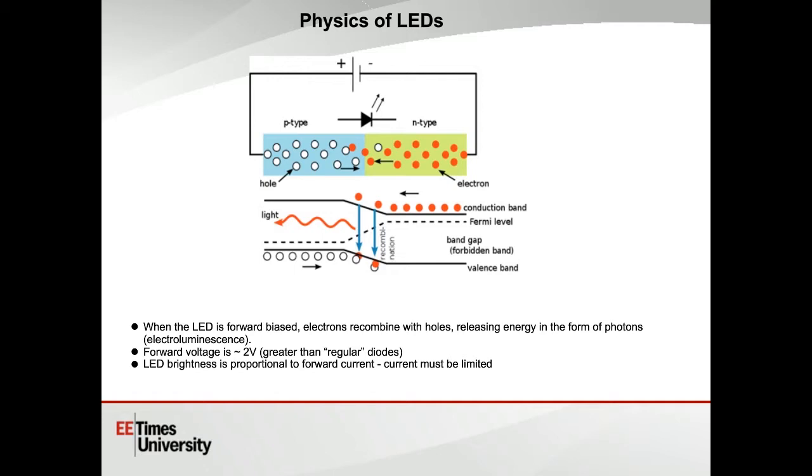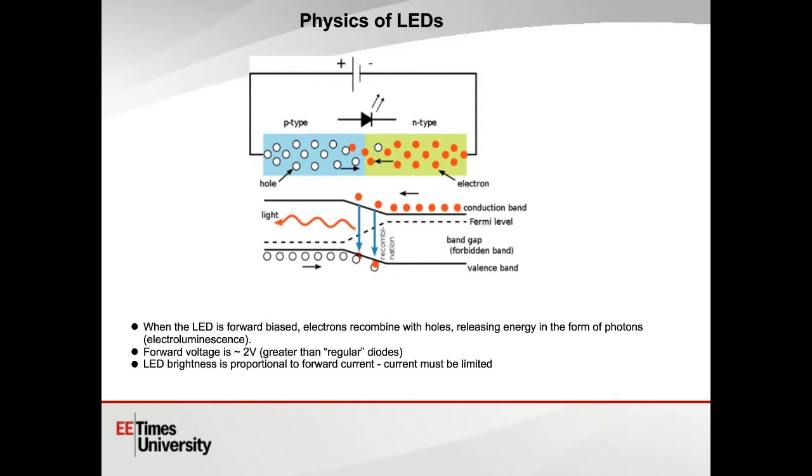Now, normally, diodes have a forward voltage of about 0.65 volts, normal silicon diode. An LED, however, has a voltage drop of around 2 volts or higher, and this depends on the wavelength of the color of the light that it emits.